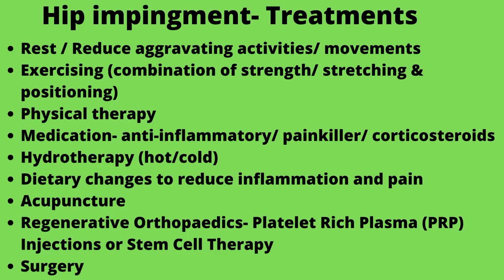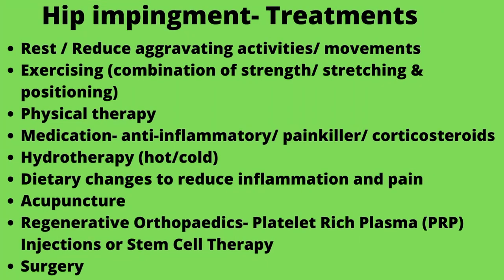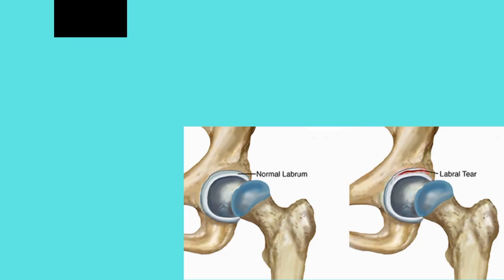Treatment modalities usually depend. At the beginning, you definitely want to rest and reduce the aggravating activities or movements, but you also want to do some sort of exercise, which is a combination of strength and stretch, as well as positioning exercises. Physical therapy, medication, hydrotherapy, dietary changes, acupuncture, regenerative orthopedics, and as a last resort, surgery if nothing else has worked and if the hip impingement is affecting your quality of life.